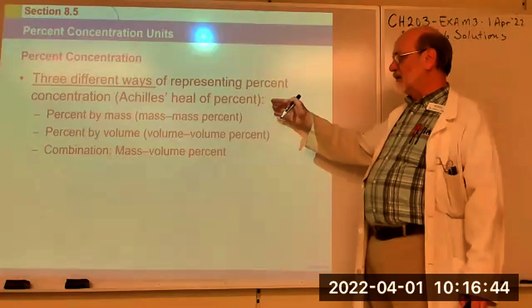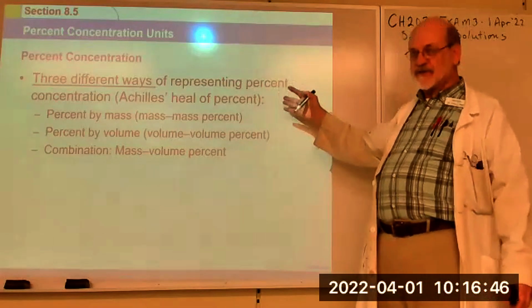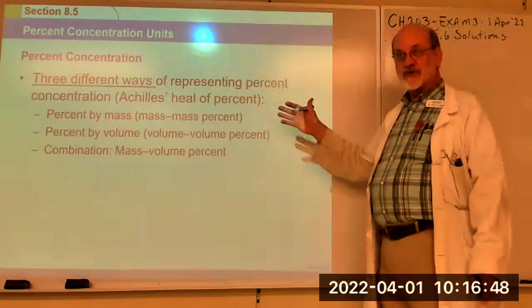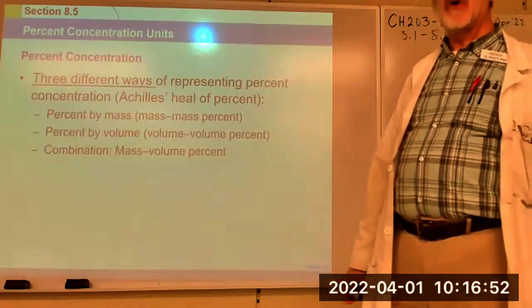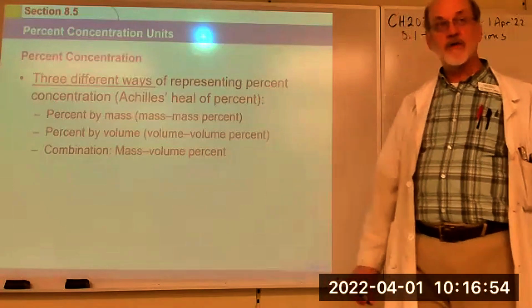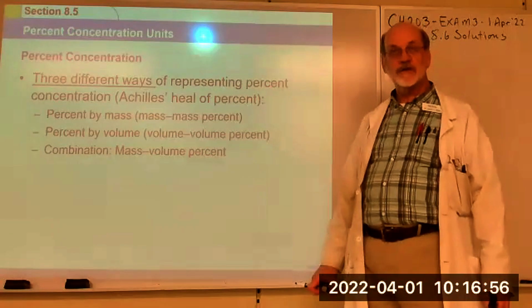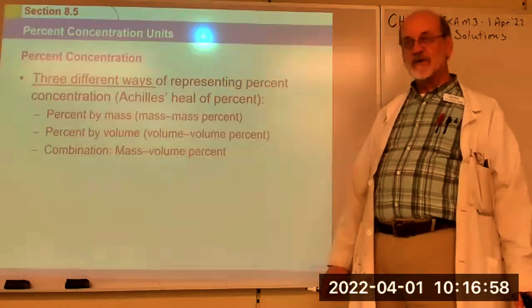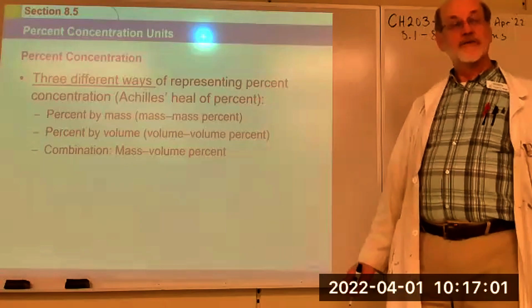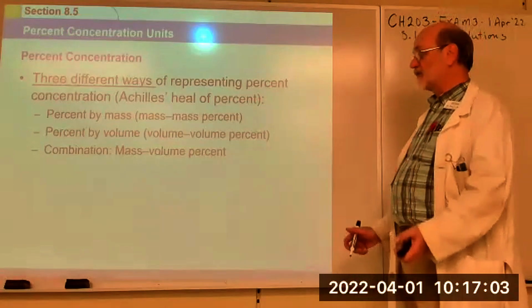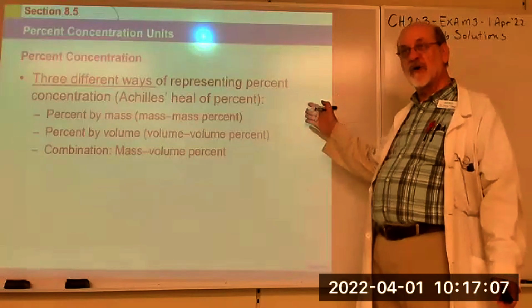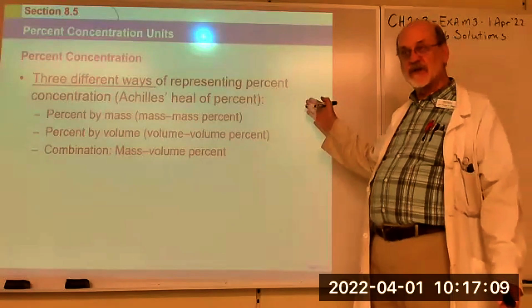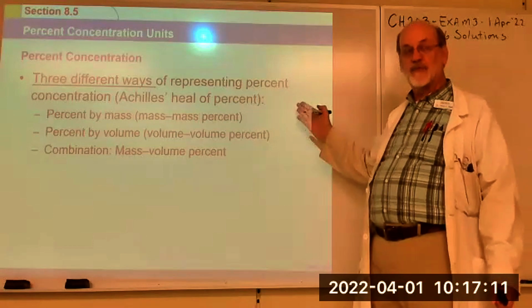That's the Achilles heel of percent. And if I haven't said it before, I'll say it again. Percent is a dimensionless value. It just means parts per 100. It doesn't say whether the parts are relative to mass or volume or what they are. So if it's not implicit in the problem that's being proposed, then it has to be given. What type of percent is it?